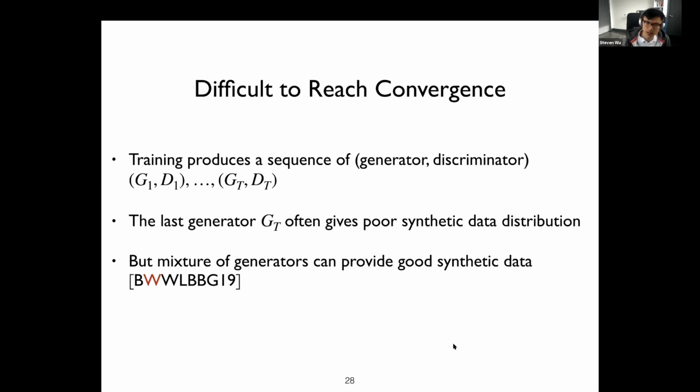And in fact, if you look at the last generator and think of it as a synthetic data distribution, it often provides a poor synthetic data distribution because the algorithm may not have converged. But one empirical observation we made in this earlier work is that even though the last generator may provide poor synthetic data quality, there's some sort of mixture across these generators during the trajectory that provides pretty good quality. And this is a nice thing because you already spent your privacy budget in producing the entire sequence of generators. You might as well think about a useful way to combine them to boost the accuracy.